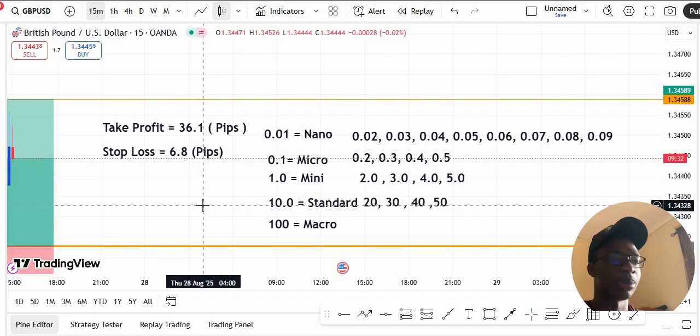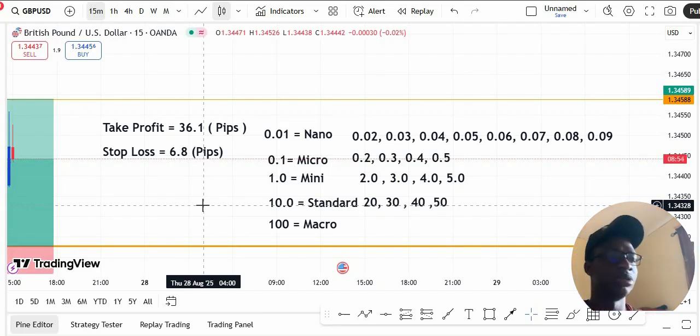Do you get what I'm talking about? So 0.02 is going to be disbursing 2 cents per pip. 0.03, 3 cents per pip. 0.04, 4 cents per pip, 5 cents, 6 cents, 7 cents, 9 cents, up to 0.1. 0.1 is now going to be dealing with 1 pip, $1. So if the market goes up 30 pips, it's going to be what? $30.